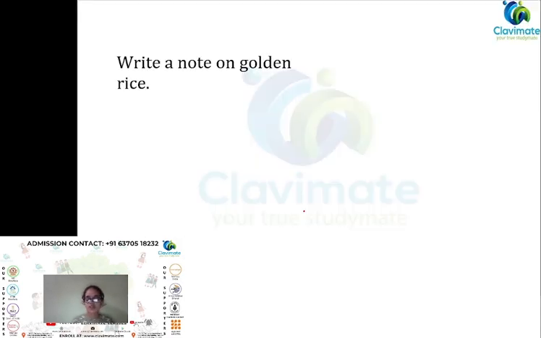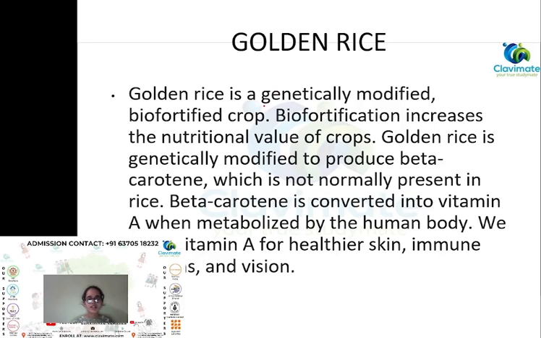Write a note on golden rice. Golden rice is a genetically modified biofortified crop. Biofortification means improving the nutritional quality or value of rice or any crop. Golden rice is genetically modified to produce beta carotene, which is not normally present in rice. Normal rice does not contain beta carotene.